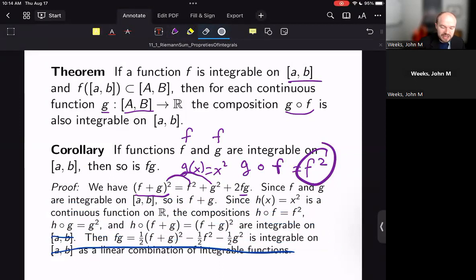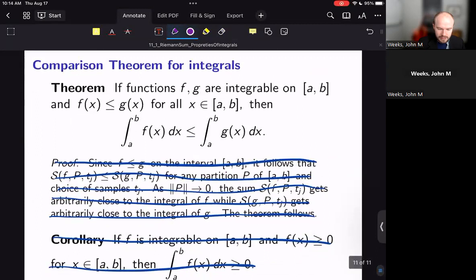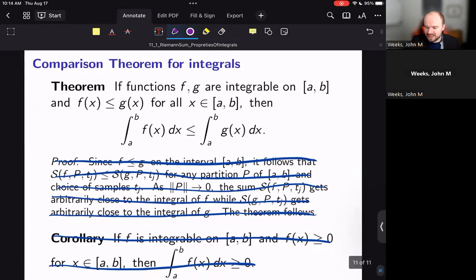The fact that fg is now equal to 1/2 of (f plus g) squared minus 1/2 f squared minus 1/2 g squared means that this is integrable if and only if this is going to be integrable. Well, the right-hand side is definitely integrable because of our theorem from above, because we can just compose the function x squared with the function f. Since x squared is integrable and f is integrable, we therefore have that f times g is going to be integrable.